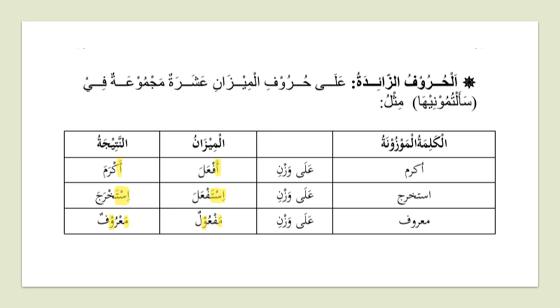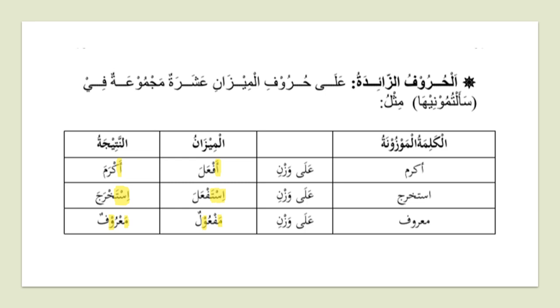For example, if you look at akrama, the first example. Who can now guess the root letters in akrama and what is being increased? Yes, so the hamza. The kaf corresponds to the fa, the ra will correspond to the ayn, the mim will correspond to the lam. So now here the highlighted letter is the increased letter from sa'altumuniha. When you search for the word, what you'll search for is the fa, the ayn, and the lam. These are the root letters if you were to use a dictionary.